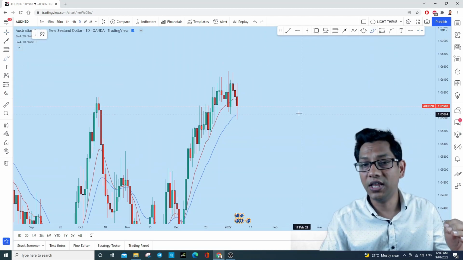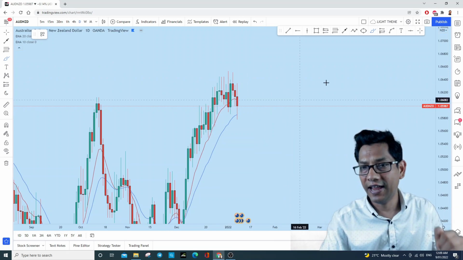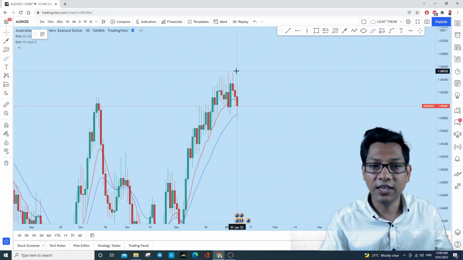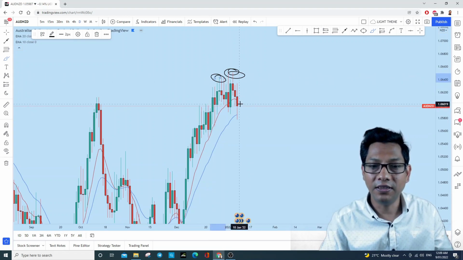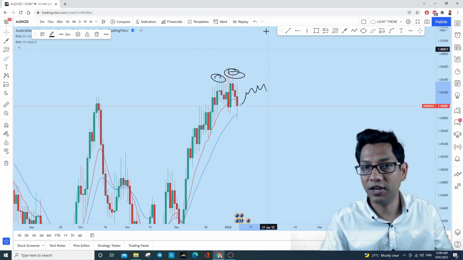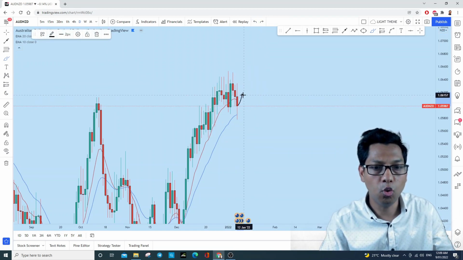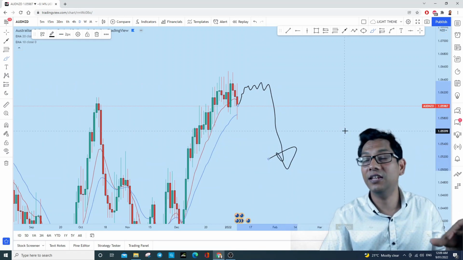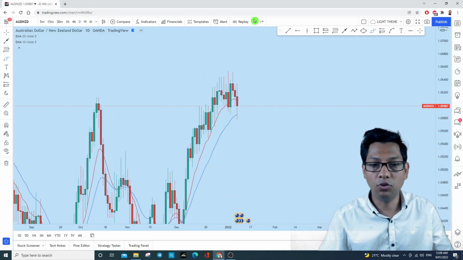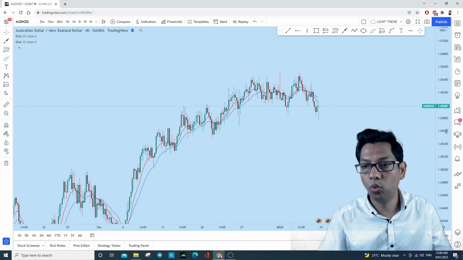Now on the daily time frame there is an incomplete head and shoulder pattern. Why? You see that there is a head here and a left shoulder here, but there is no right shoulder yet. So what is likely to happen in the new trading week? The price goes up again, completes this head and shoulder, and then finally changes its trend to the downside. So let's see on the 4-hour time frame how we will be trading.